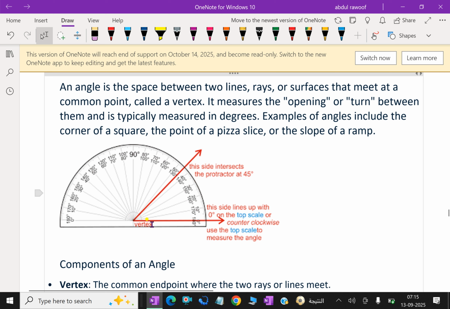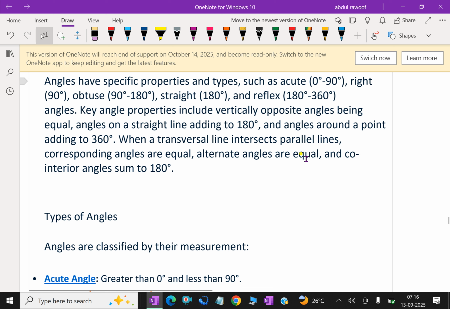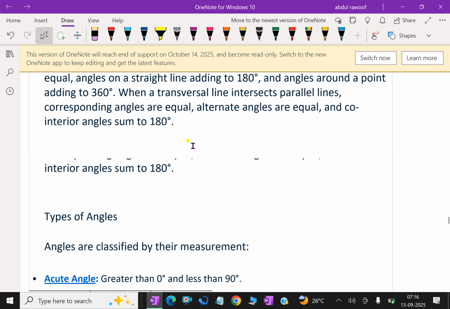Next, angles have specific properties and types such as acute. Acute is 0 to 90 degrees. Right angle is at 90 degrees. Obtuse is 90 to 180 degrees. Straight is 180 degrees. And reflex is 180 to 360 degrees. Key angle properties include vertically opposite angles being equal, angles on a straight line adding to 180, and angles around a point adding to 360. When a transversal line intersects parallel lines, the corresponding angles are equal, alternate angles are equal, and the co-interior angle sum is 180 degrees. We'll discuss these one by one.